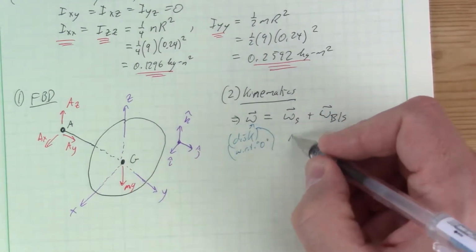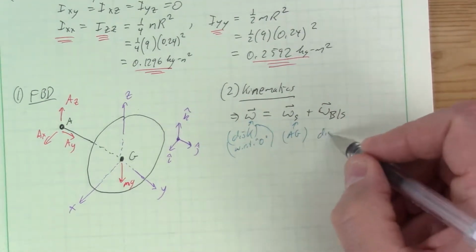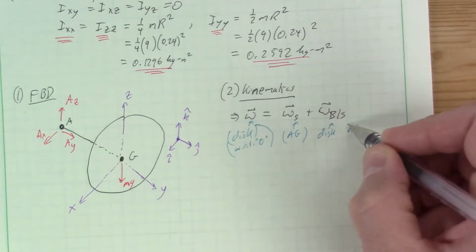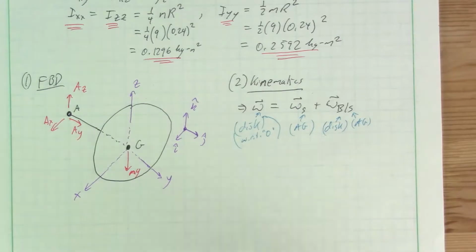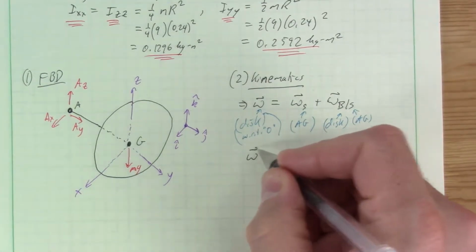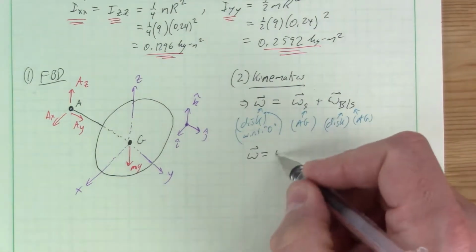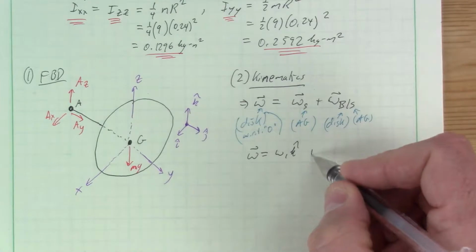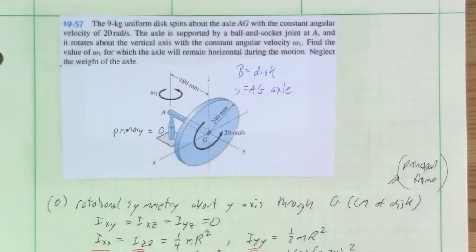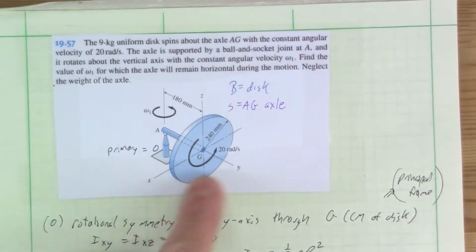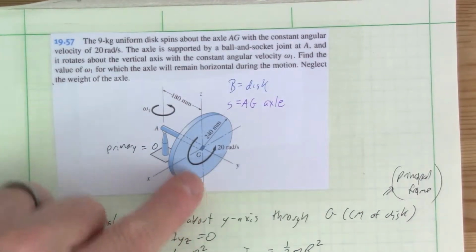This is our AG axle, and then we have disk AG. Okay. And now let's see. Well, what is omega? Omega equals omega 1 k hat plus 20 j hat. Okay, so if we ever need to plug in omega, which is the rotation of the disk, it's going to be this rotation plus the 20, right?